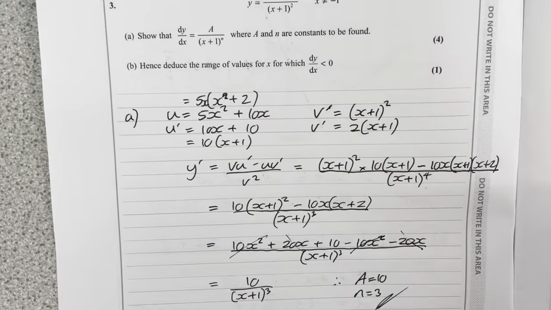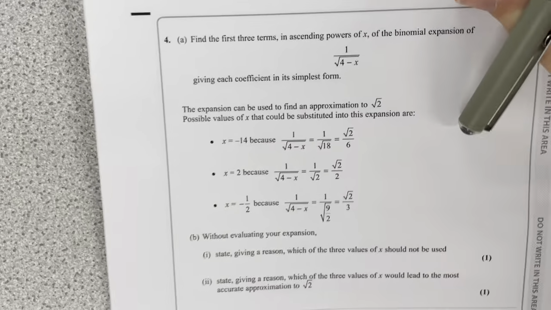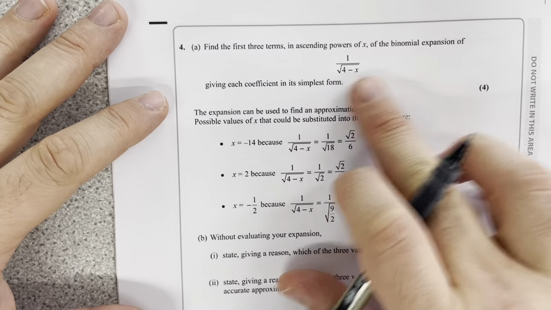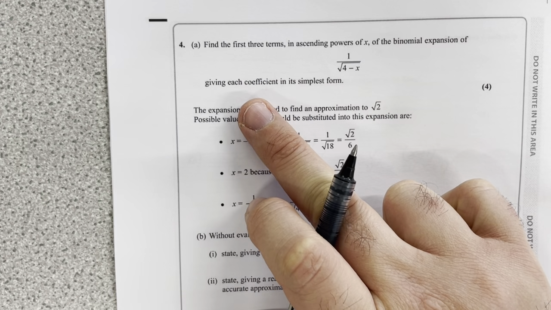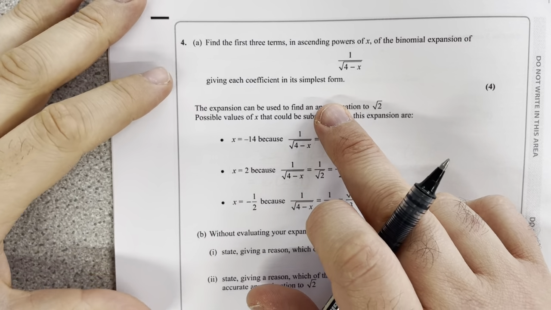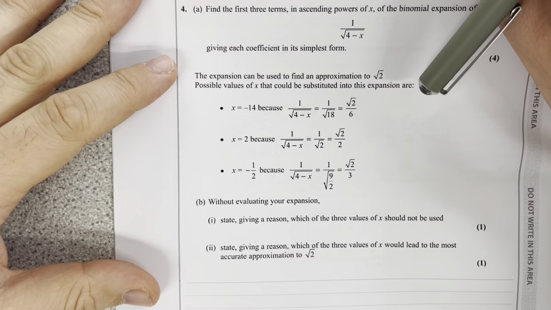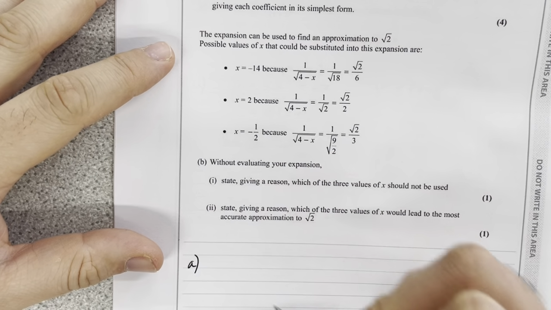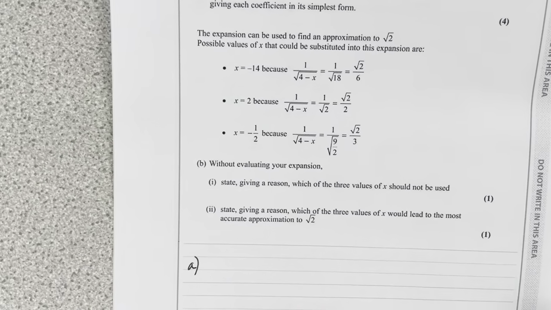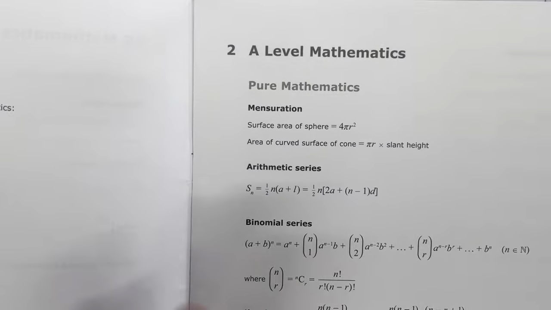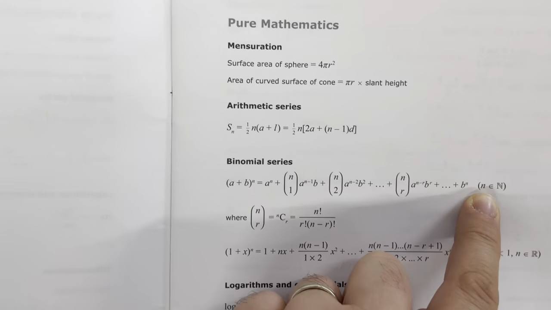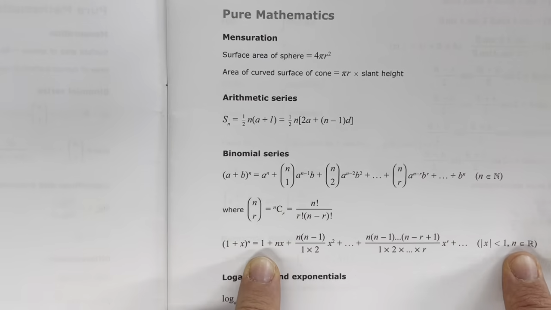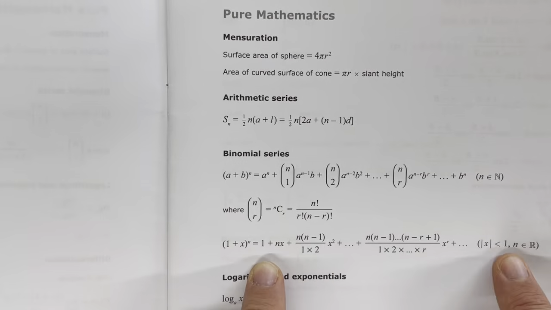Okay, question 4. Find the first 3 terms in ascending powers of x of the binomial expansion of 1 over the square root of 4 minus x, giving each coefficient in its simplest form. Okay, so this is a second year binomial expansion because n is not an integer. So we can check the formula book for this. So we want A-level maths. Here we go, binomial series. That's where n is an integer, so that's no good. But this one is where n is any real number. So this is the one that we want.